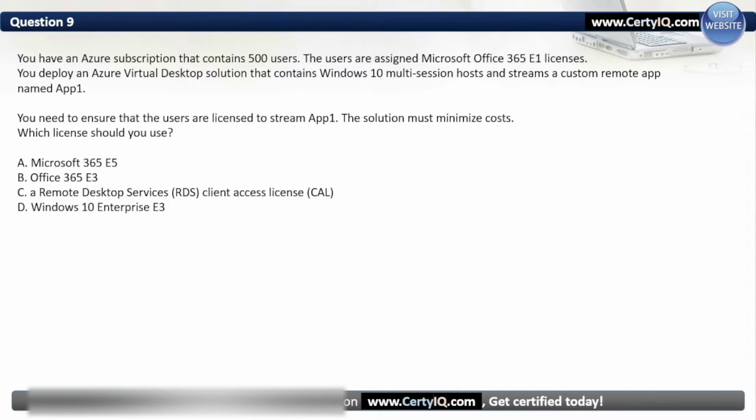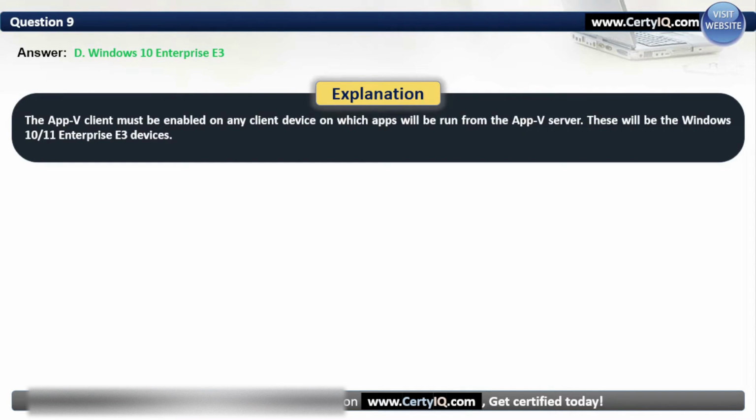The correct option is D, Windows 10 Enterprise E3. The App-V client must be enabled on any client device on which apps will be run from the App-V server. These will be the Windows 10/11 Enterprise E3 devices.